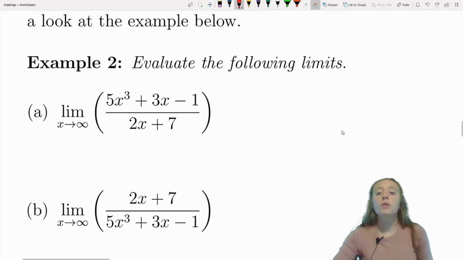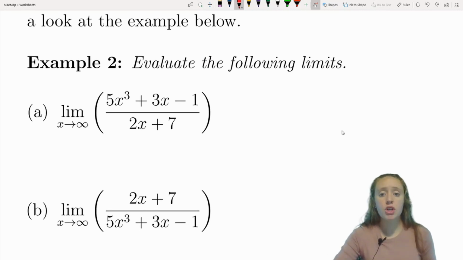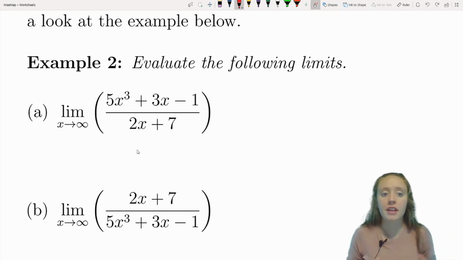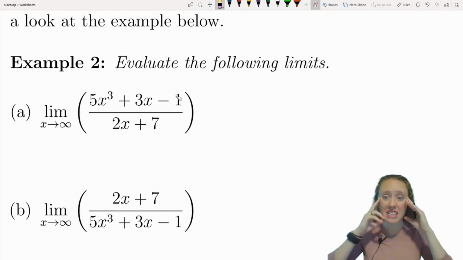So in part A, we're looking at the limit of 5x cubed plus 3x minus 1 all over 2x plus 7, and that's as x is going towards positive infinity. So we know that this function goes towards positive infinity because it's a polynomial with a degree of 3 and the coefficient is positive. And we also know that this goes towards a positive infinity. But that doesn't necessarily mean our overall function goes towards positive infinity, because what makes one infinity larger than another infinity? That's hard to even conceptualize.